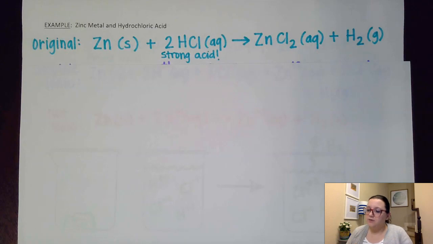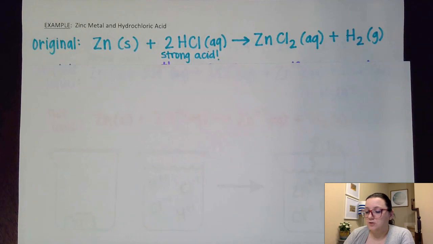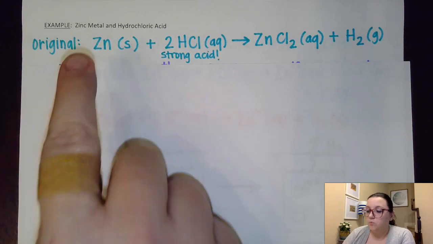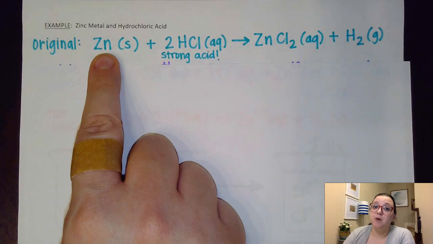Now, I did one other thing here. I wrote that HCl is a strong acid. I'm going to talk about why here in just a moment. But once I decide that, hey, this is a single replacement, I would ask myself what zinc would pair up with. Well, I know when zinc gets in a compound, it becomes a positive 2.